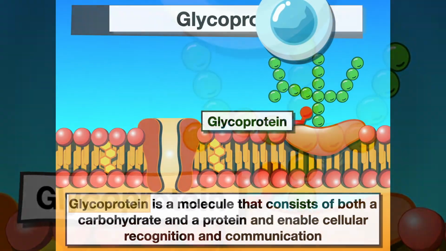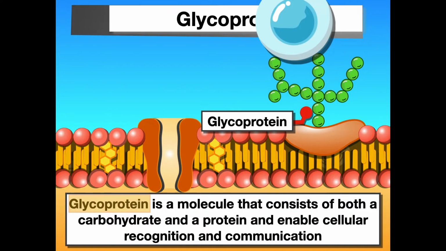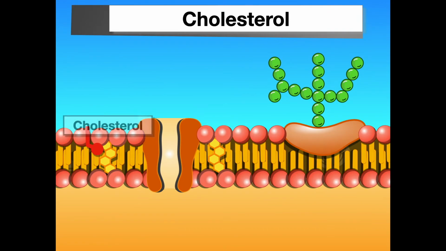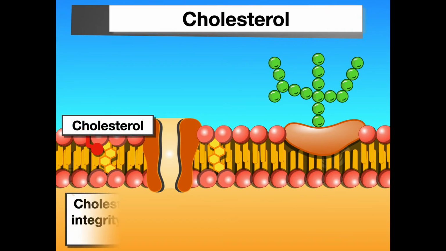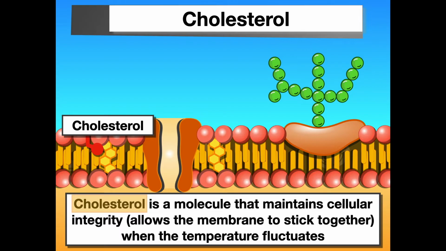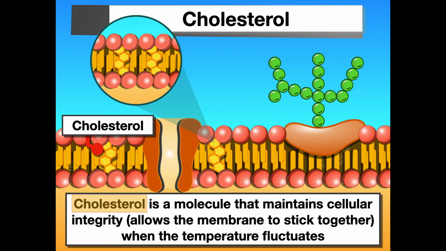So glycoproteins are molecules that consist of a carbohydrate and a protein, and they are there to recognize and allow for cellular communication. Now, the last component we're going to look at is cholesterol. Cholesterol is a molecule that maintains cellular integrity and allows the membrane to stick together when the temperature fluctuates. These are the little hexagon, almost puzzle pieces in between the phospholipid membrane.